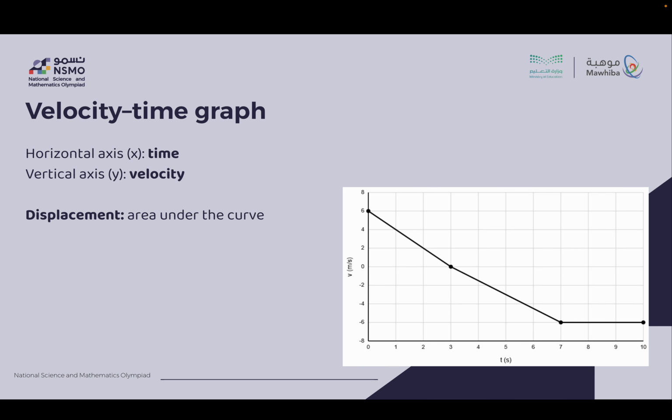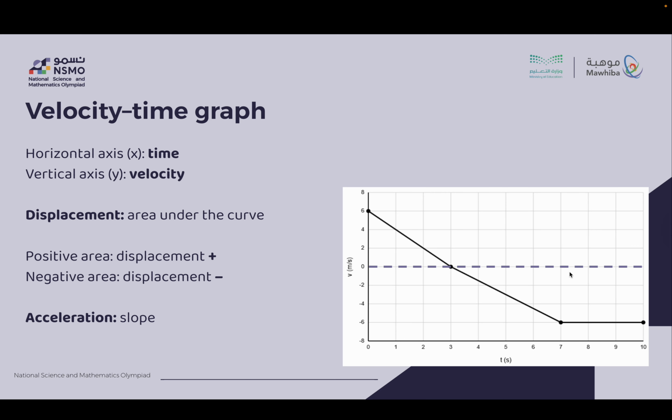The next graph is the velocity-time graph. So now we have the velocity on the vertical axis. The velocity can be negative, which means that the object is moving in the opposite direction. In this kind of graph, by calculating the area under the curve, you can get the displacement instead of the distance.